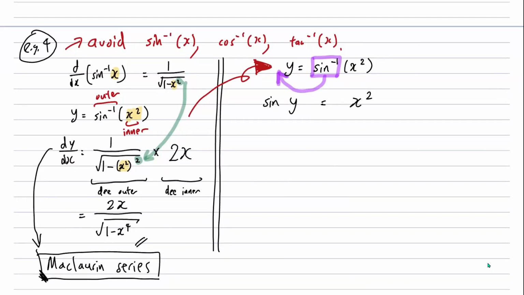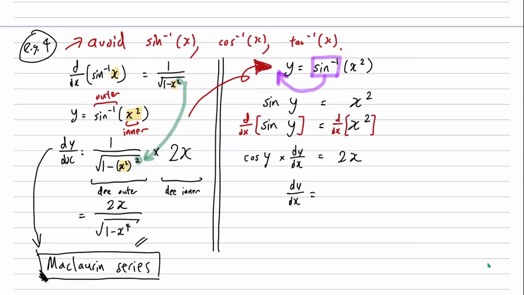Differentiate, how? With respect to x. Maybe I slow down a bit. I show you this d by dx, bracket, d by dx, bracket. So differentiate sine y with respect to x. What do you get? Cosine y times dy dx. dy dx must have a tail. Equals to? 2x. Very good. From there, you can make dy dx the subject. What is it? 2x over cosine y. Very good. That's it. Done.